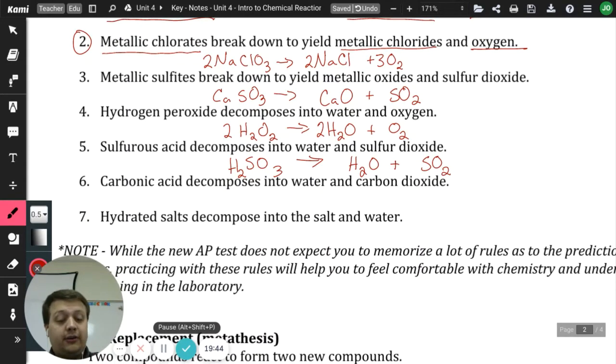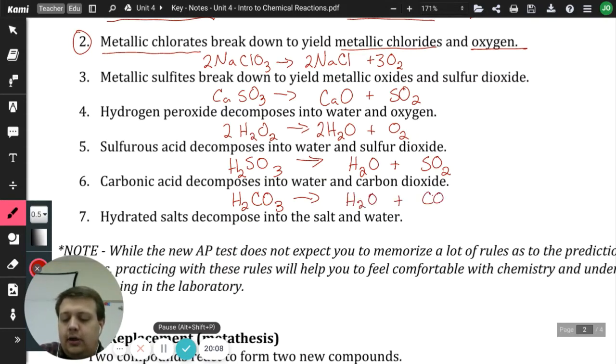Number 6, I've got carbonic acid. We're going to take that. It's going to decompose into water and carbon dioxide. Again, thinking about our rules, right? So I've got carbonic acid, H2CO3, which is going to break down to produce H2O and CO2. It's already balanced for you.